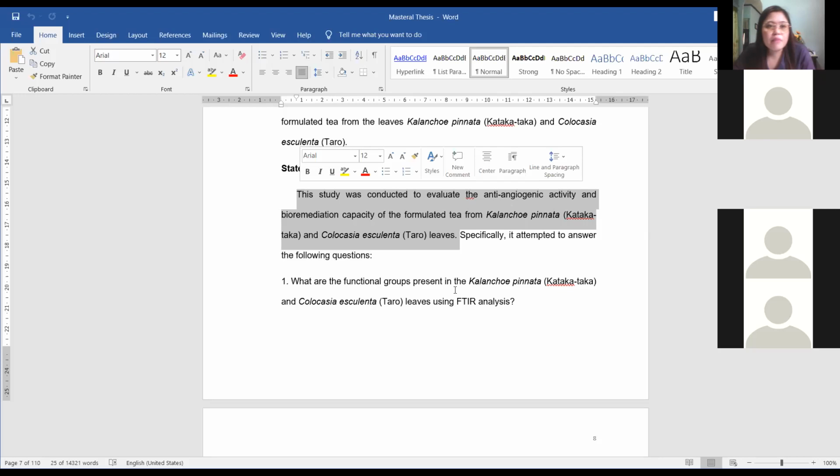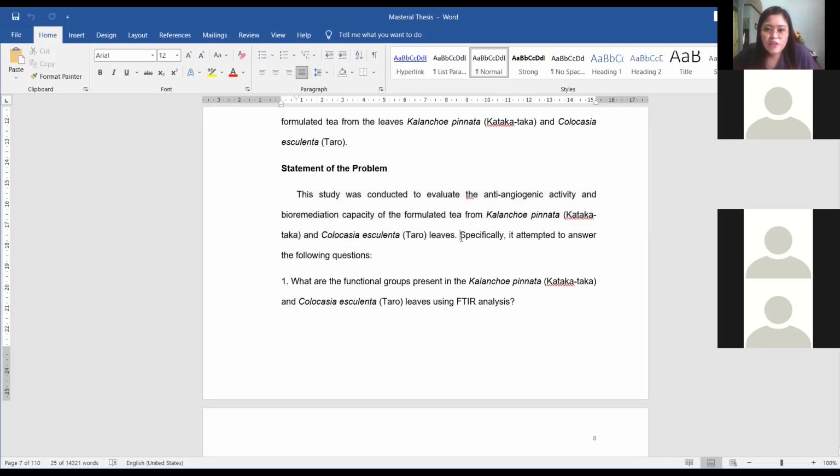By the way, if you have plant materials in your study, the correct way of presenting the names is that the scientific name should come first, italicized of course, and it is followed by the common name inside an open and close parenthesis. Now, since I have stated the general objective of the study, I move on to the specific questions. So again, these specific questions will help me achieve my general objectives.